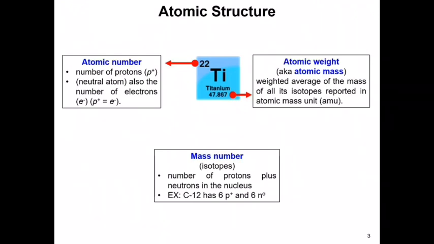This is defined as the weighted average of the mass of all its isotopes, and it has the unit known as atomic mass unit, or AMU for short. The term mass number is specifically for isotopes, and it indicates the number of protons plus neutrons. Carbon-12 and carbon-13 are the two most abundant isotopes of carbon. Carbon-12 has 6 protons and 6 neutrons, whereas carbon-13 has 6 protons and 7 neutrons.